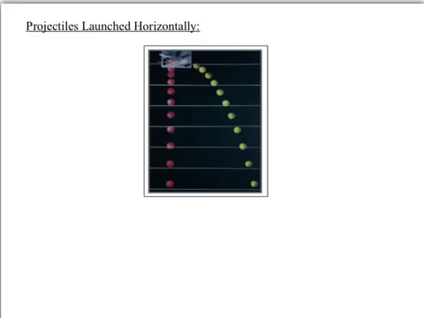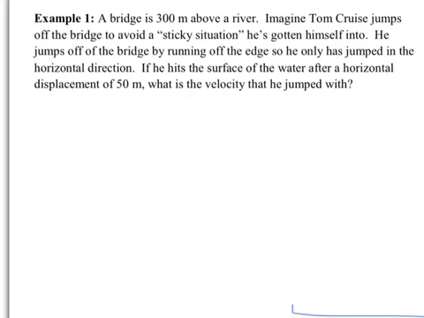Let's take a look at an example of this. A bridge is 10 meters above a river. Imagine Tom Cruise jumps off the bridge to avoid a sticky situation he's gotten himself into. He jumps off of the bridge by running off the edge, so he only has jumped in the horizontal direction. If he hits the surface of the water after a horizontal displacement of 50 meters, find the velocity that he has jumped. Okay? So there's a lot going on here.